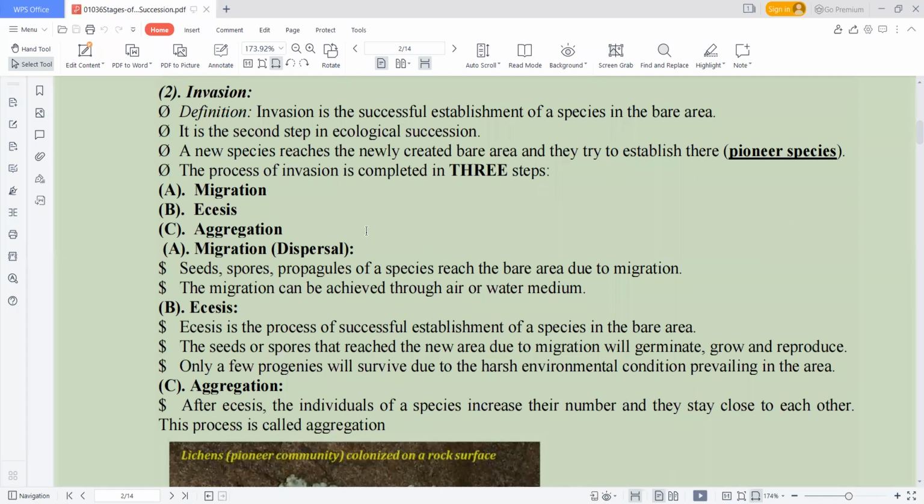This is called ecesis, and the germination of the seeds takes place in ecesis. The increase in their number is called aggregation. In ecesis, the seeds, spores, or propagules of the species reach the bare area through migration, by air, water, or other factors. After reaching the area, the species successfully establish themselves: the seeds or spores germinate, grow, and reproduce. Due to this they increase in number, which is called aggregation. After ecesis, the individuals of the species increase in number and stay close to each other.